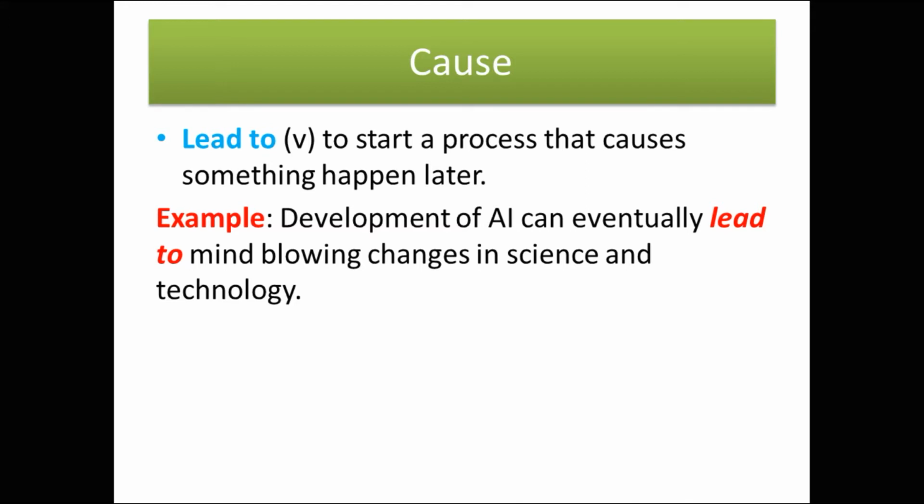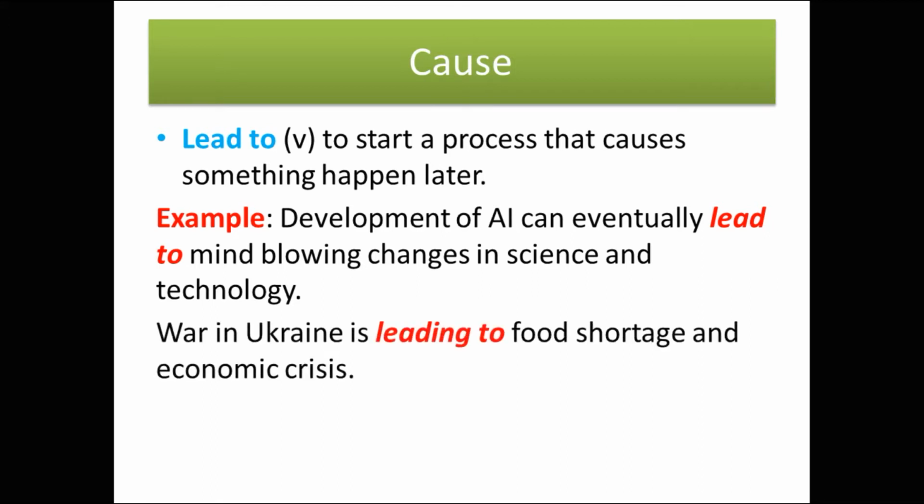Development of AI can eventually lead to mind-blowing changes in science and technology. Next example is, war in Ukraine is leading to food shortage and economic crisis. In these two sentences, AI and war in Ukraine are causing changes in science and technology and also in social and economical life of the world.